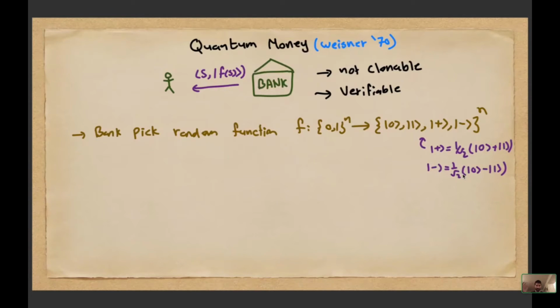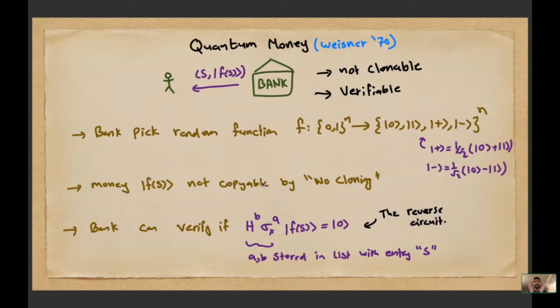So you have these four states. For each input s, it will give you something like 0, 1, plus, plus, 1, 0, minus, minus, plus, whatever, a concatenation of these states. It'll give you some quantum state, and the quantum state will be f of s. It'll be one of the states with n of these guys concatenated. This function is random and it's only known to the bank.